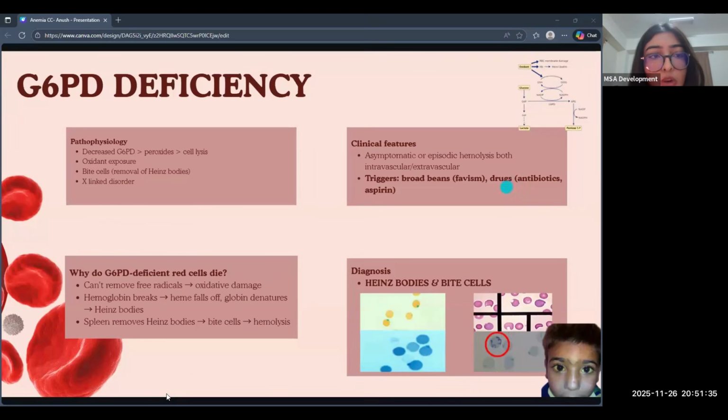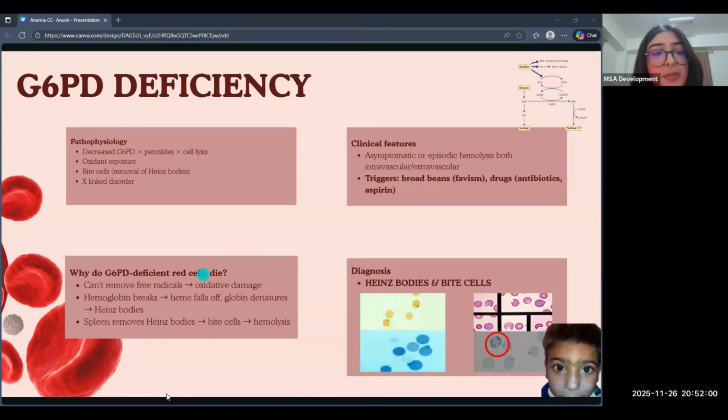Now let's talk a little bit more about Heinz bodies, such as the ones I've shown by the pictures here, because diagnosis is based on Heinz bodies and bite cells. So Heinz bodies indicate denatured globin chains, which is very important to remember. And bite cells present as, imagine you took a bite out of a donut, that's what a bite cell looks like, which is very important to remember, okay? Not the donut part, the bite cell part.